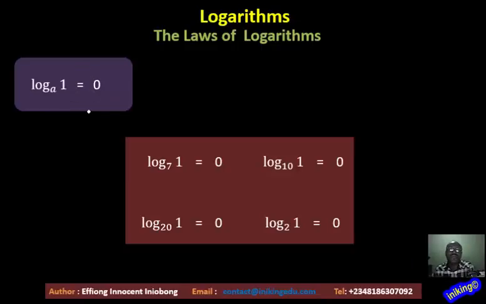Practice a few things there. Here we have the logarithm of 1 to base 7 is 0. The logarithm of 1 to whatever base at all is 0. As far as it is log 1 to any base at all, it must give us 0.